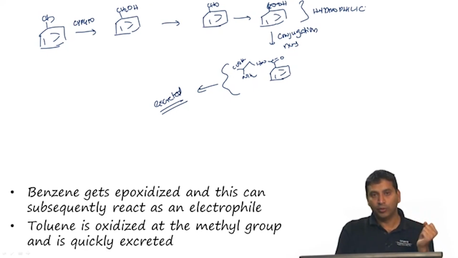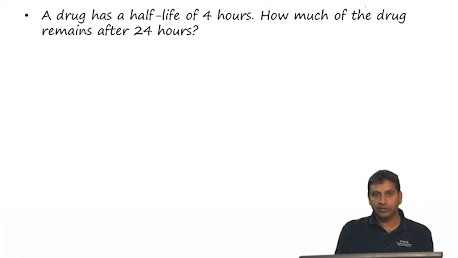So, therefore, toluene does not hang out in the body for as much time as benzene does, whereas benzene gets epoxidized, and we already looked at some of the deleterious effects of epoxides. So, the next question is, a drug has a half life of 4 hours. How much of the drug remains after 24 hours?